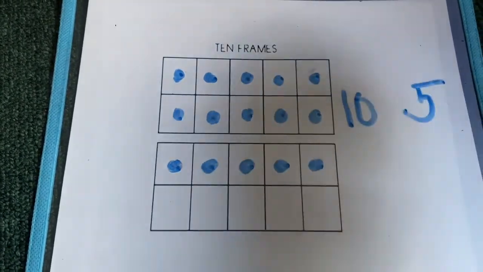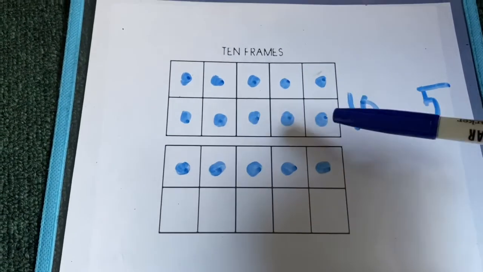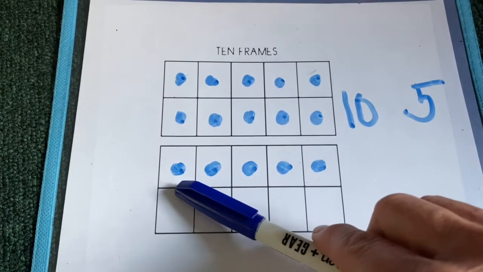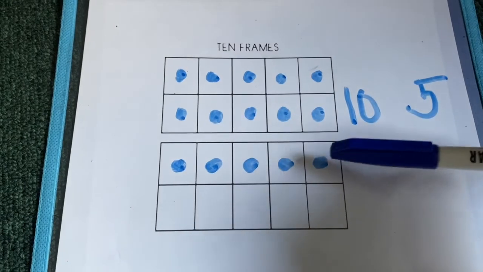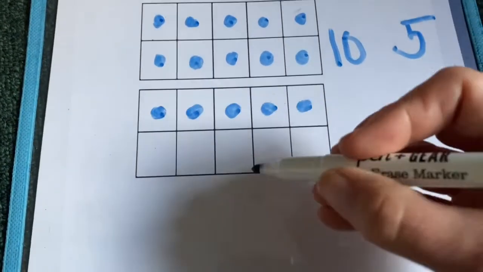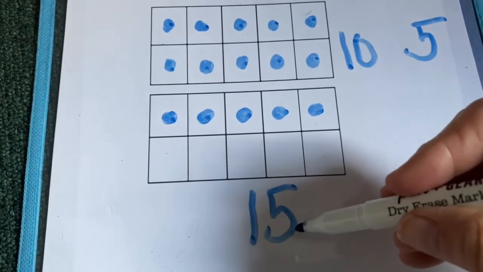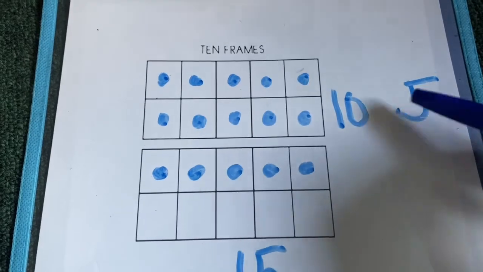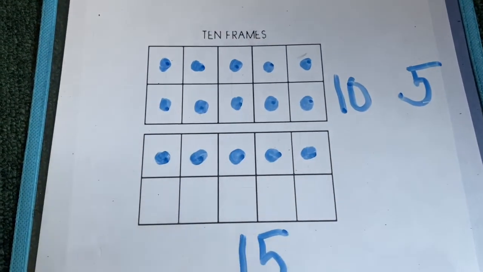Let's find out what number is 10, 5 the regular way. So we already know we have 10. Let's count on. 11, 12, 13, 14, 15. So the regular way is 15, but the say 10 way is 10, 5. 10, 5. Let's try one more.